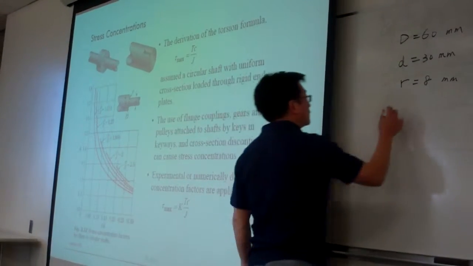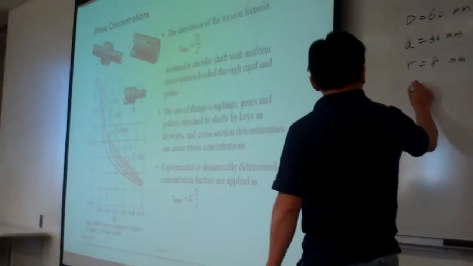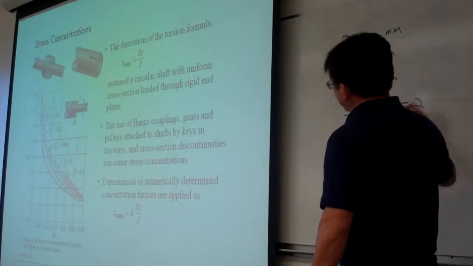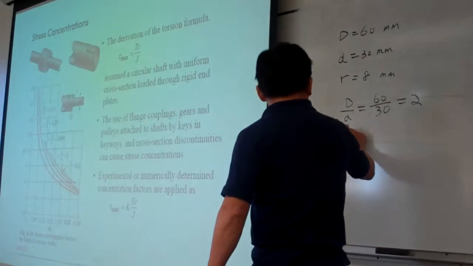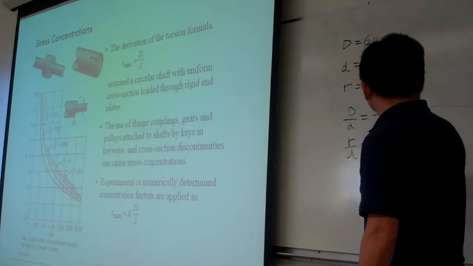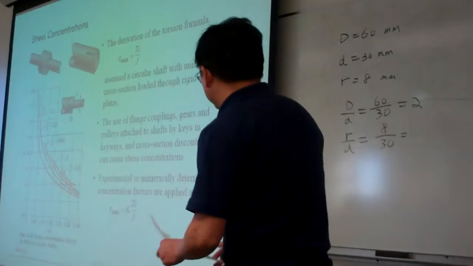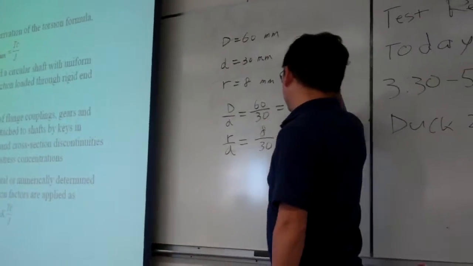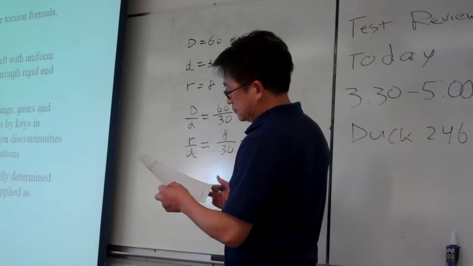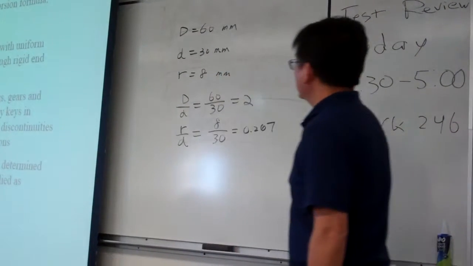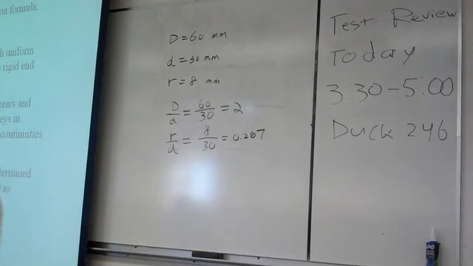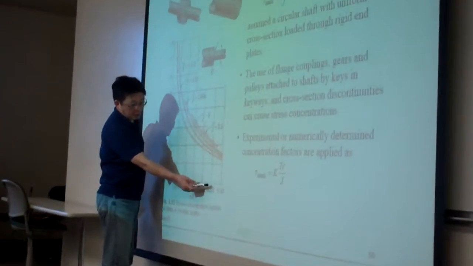Here, to get a curve, we need to calculate D over d. For this case it is 60 divided by 30, equal to 2. And we also need to calculate r over d, which is 8 divided by 30. And how much is that? 0.267. So with this information, we can predict. r over d is 0.267, so that is about nearby here.